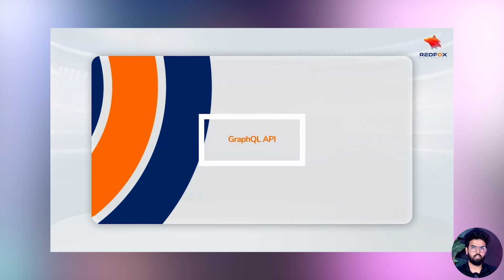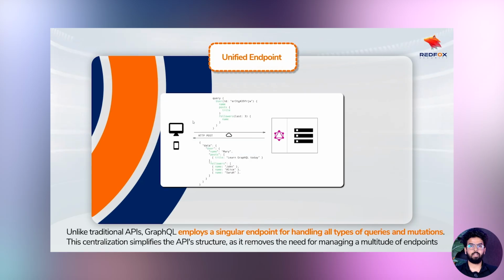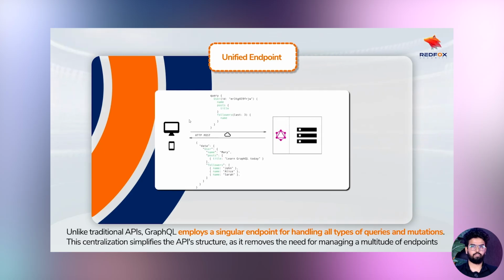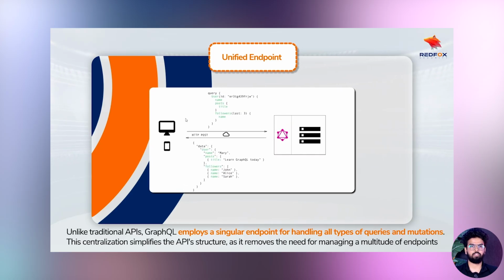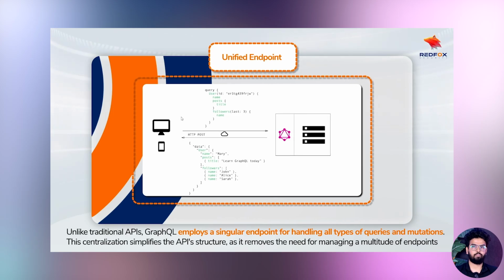GraphQL API Unified Endpoint. Unlike traditional APIs, GraphQL employs a singular endpoint for handling all types of queries and mutations. This centralization simplifies the API structure as it removes the need for managing a multitude of endpoints.